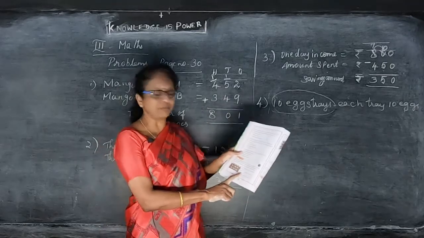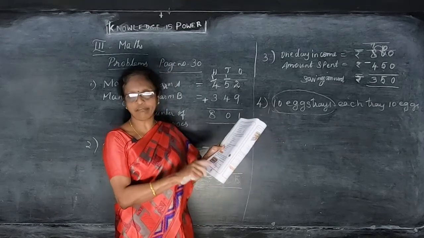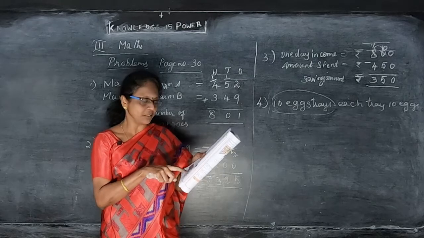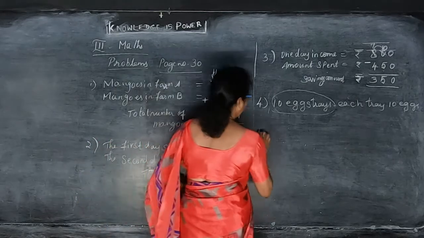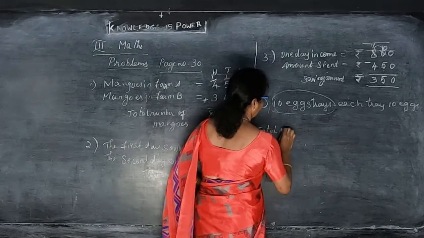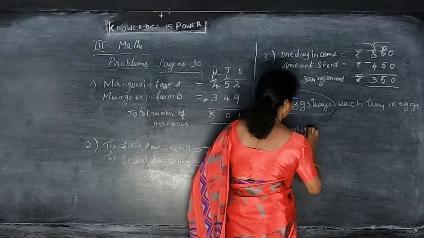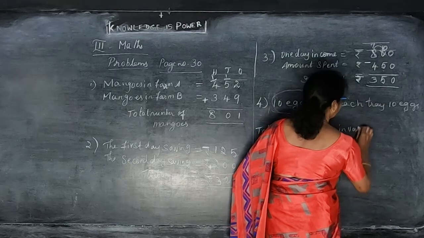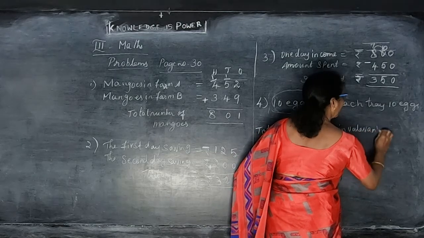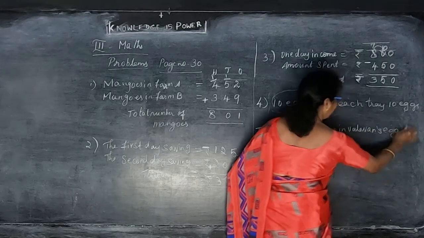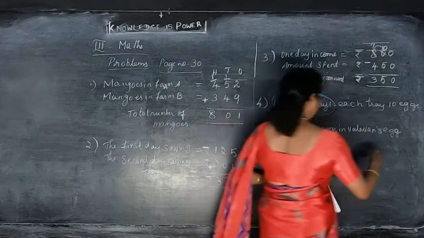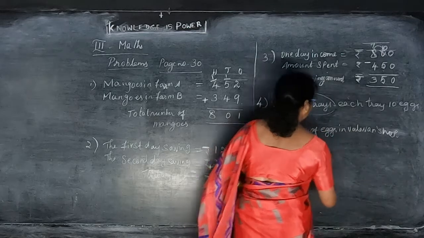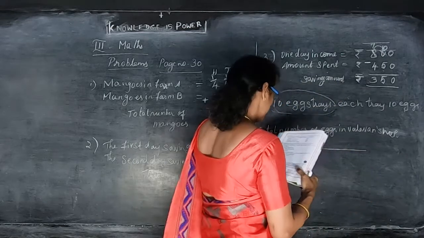Here they are given the statement and they are given the blank. You have to fill the blank. So sometimes they will give problems like this also. You have to fill up the blanks. So what statement are they given? Total number of eggs in Valavan shop. Like this they are given the statement. They have given it themselves. You have to fill the blank only. So that is equal to how many eggs are the total number of eggs?